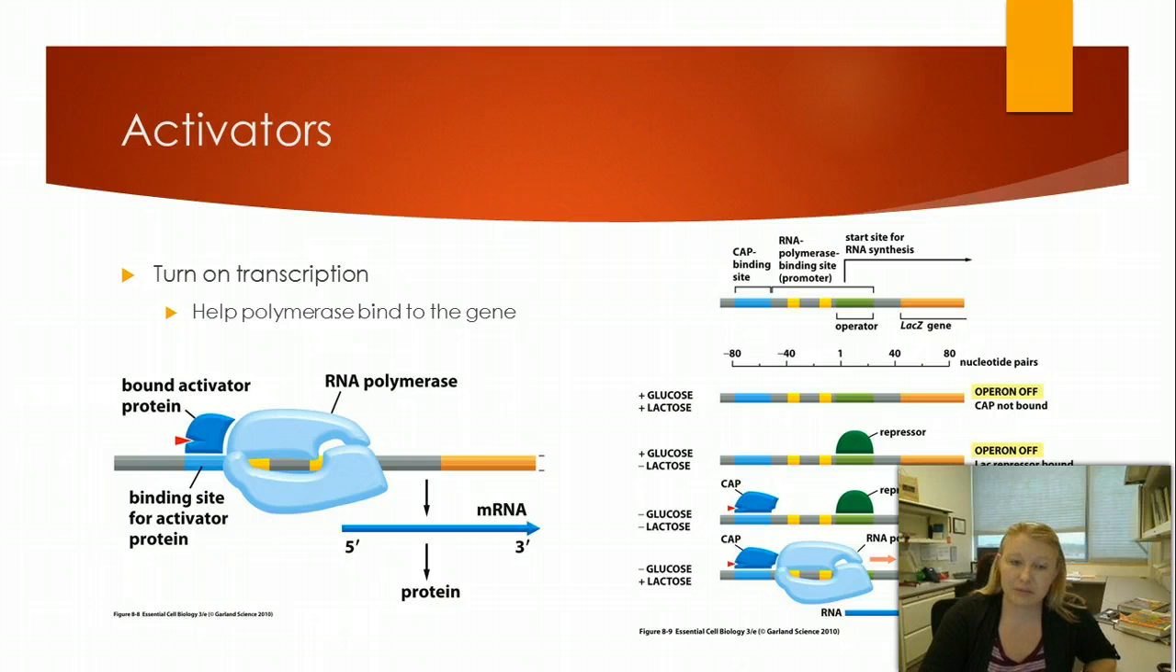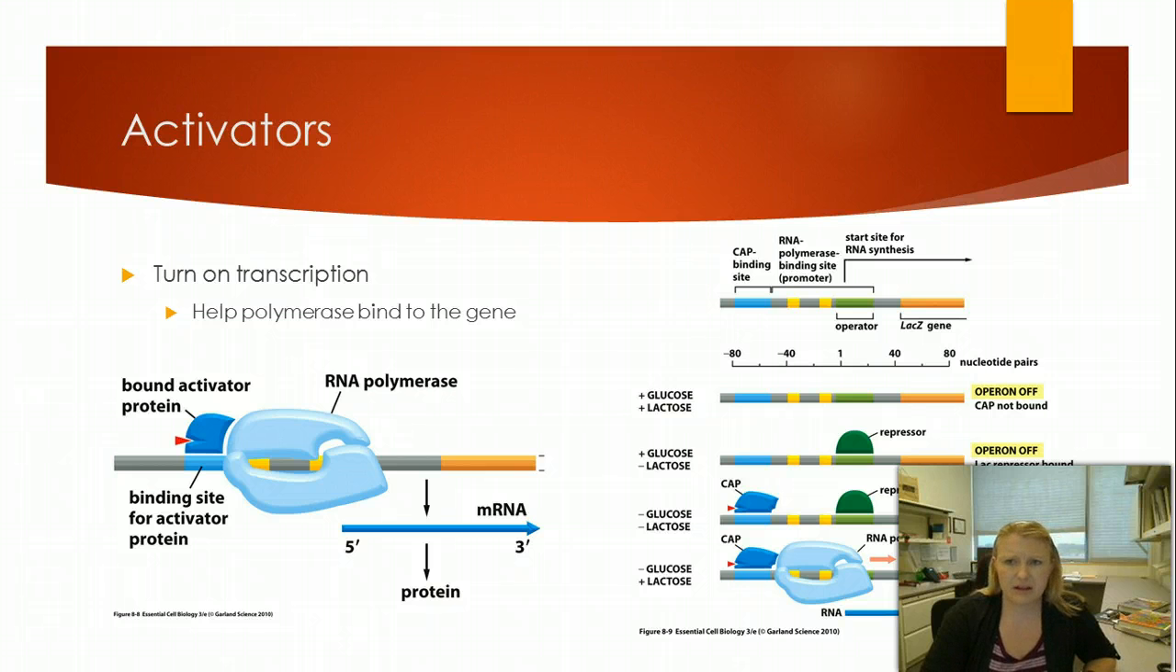When lactose is present, the cap is still there, but the repressor has come off, and the RNA polymerase is free to start the synthesis of the gene. So this is how we go through the lac operon. The tryptophan operon was an example of a repressor. The lac operon is an example of our activators.